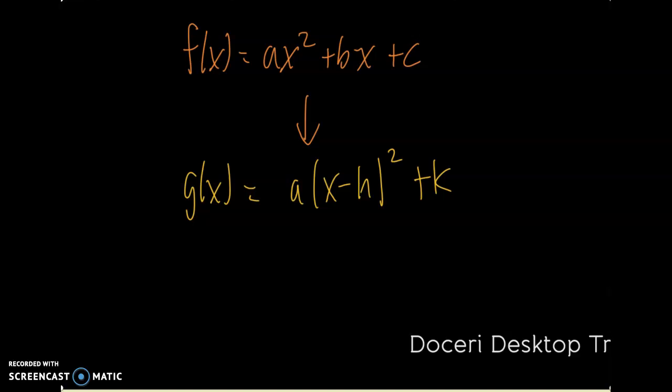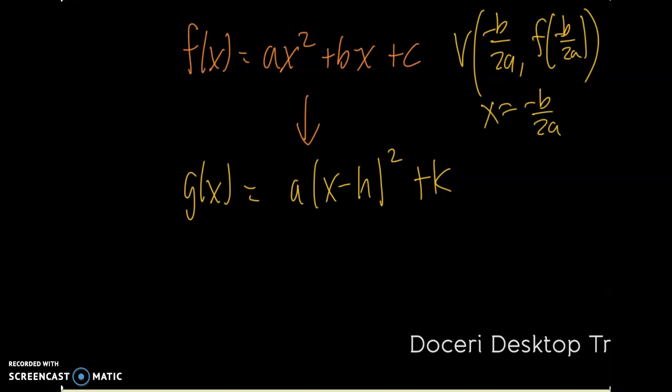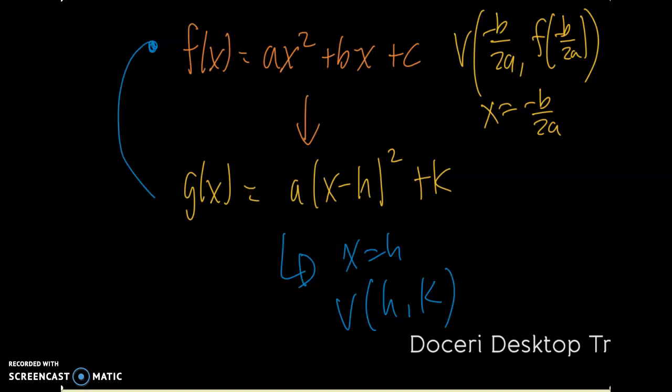If you remember, the vertex with the original function was negative b over 2a, and then you had to evaluate the function at that value, and then the axis of symmetry was negative b over 2a, right? Well, when we converted it to vertex form, the axis of symmetry was h, and the vertex was h comma k. So it was a little bit easier for us to graph, but the whole point was to take it from here and make it look like this, right? And that process was completed by completing the square.